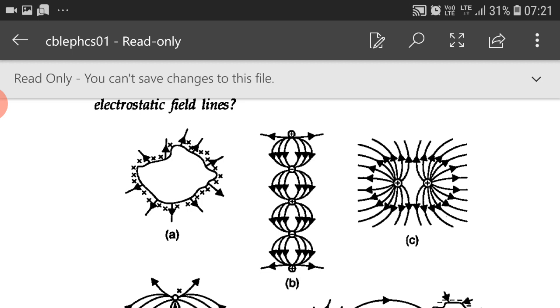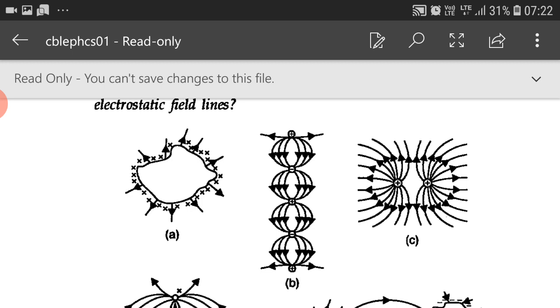Come to the B figure. Now there is one property we have studied, that electric field lines always originate from the positive charge and terminate at the negative charge. So electric field lines, they cannot come out of the negative charge, right? But here in the figure B, you can see the electric field lines, they are coming out from a negative charge. Again, this figure is wrong.